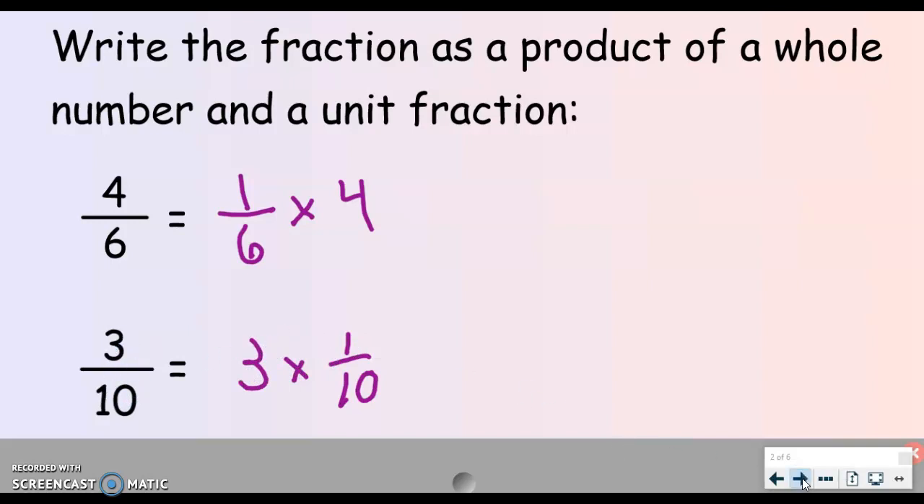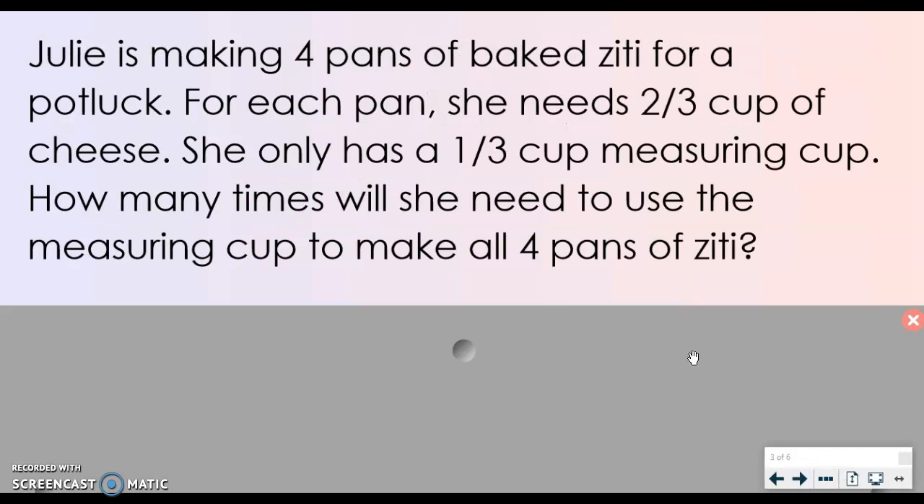All right, so moving on now to our lesson for today. We have a word problem we're going to start off with. Julie is making 4 pans of Big Ziti for a potluck. For each pan, she needs 2/3 cup of cheese. She only has a 1/3 cup measuring cup. How many times will she need to use the measuring cup in order to make all 4 pans of ziti?